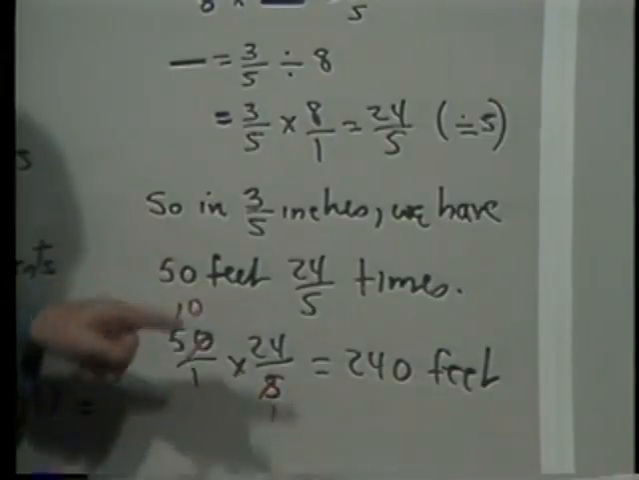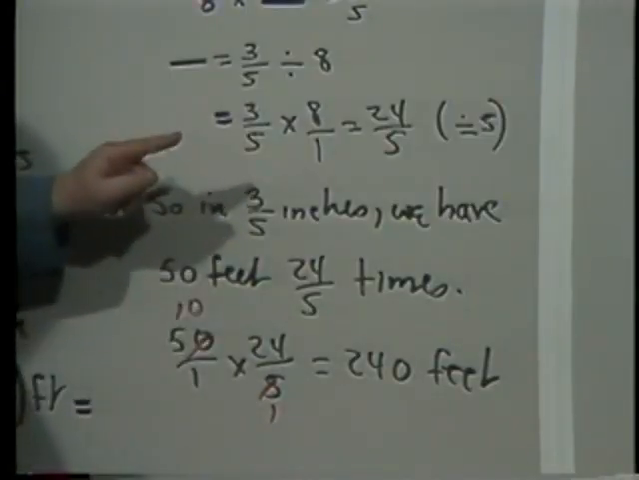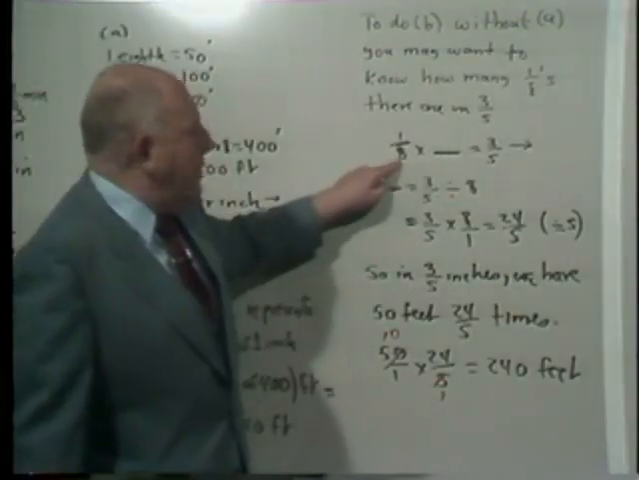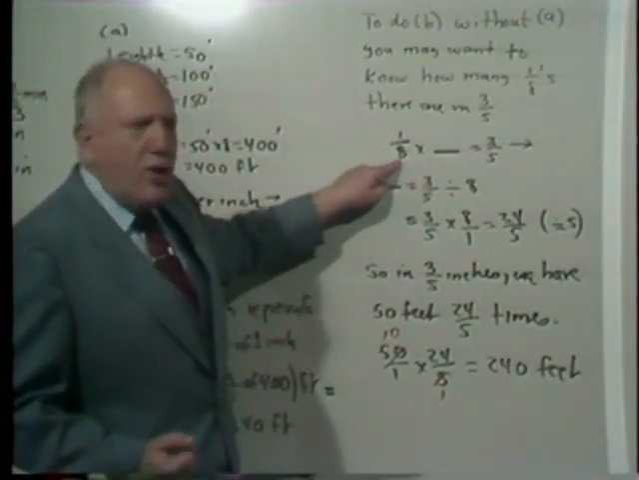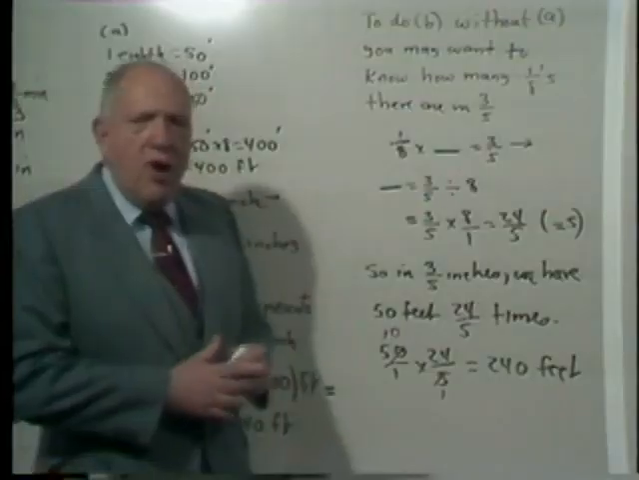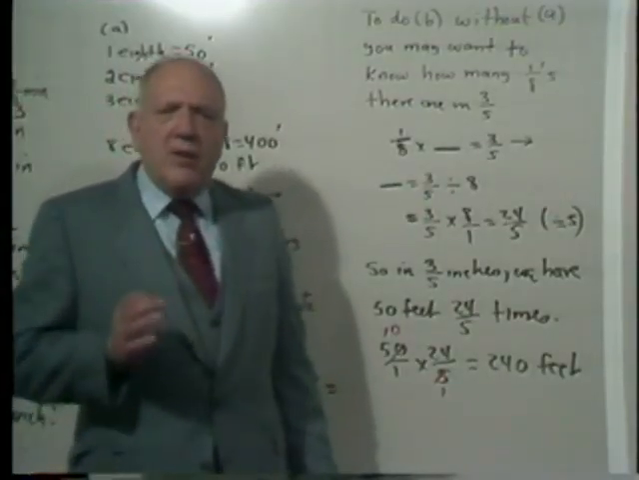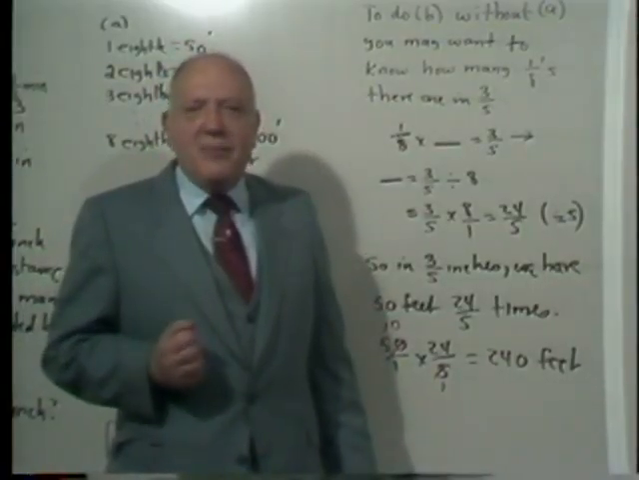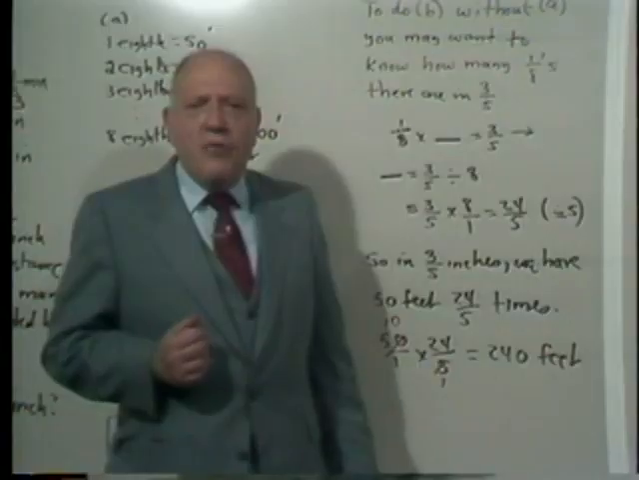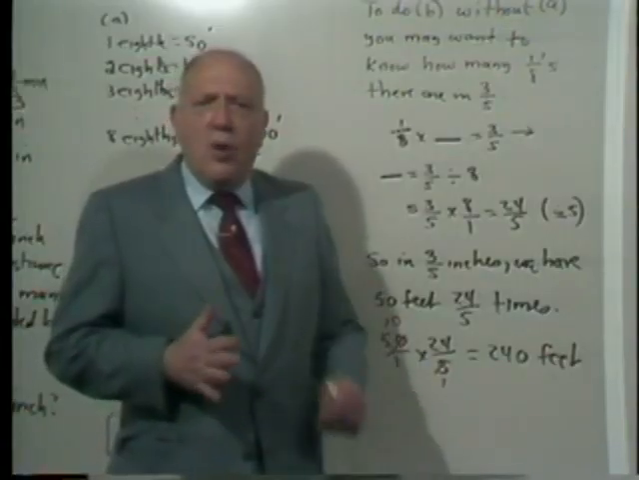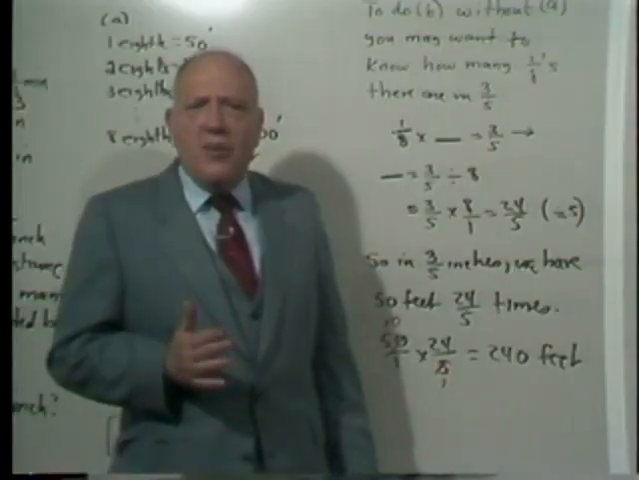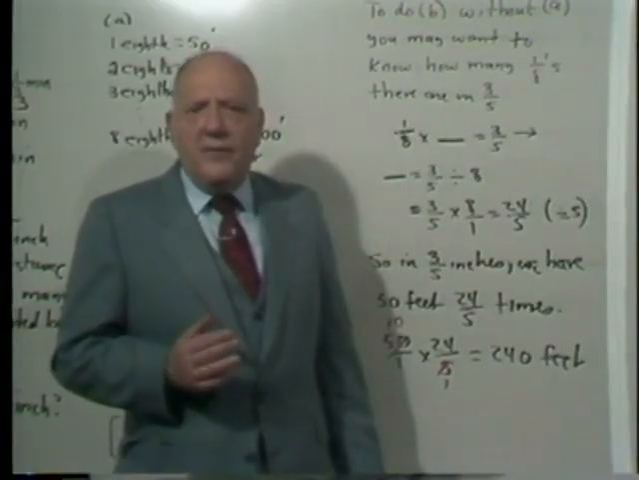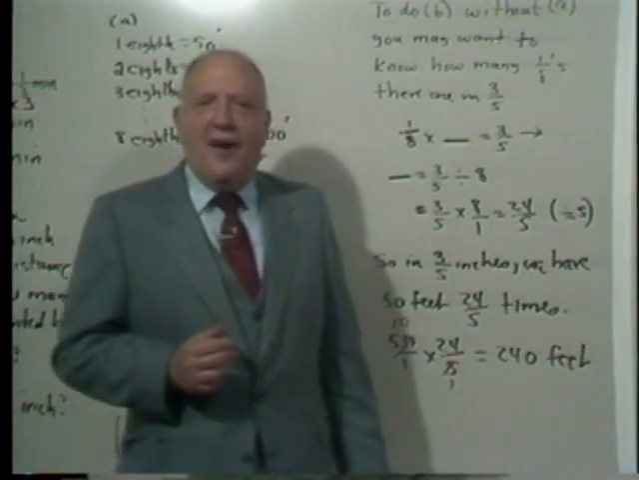You see, and a quick estimate would be, roughly speaking, how many 3/5 are there in 1/8? About 5. So you'd expect that 3/5 of an inch would represent a length that was about 5 times as long as 1/8 of an inch. And since 1/8 of an inch represents 50 feet, 5 times that would be 250. So without even knowing the exact answer, you'd say what? It's around 250 feet, and 240 certainly qualifies on that.